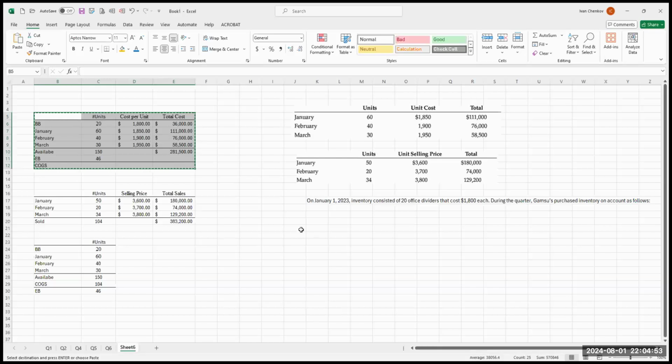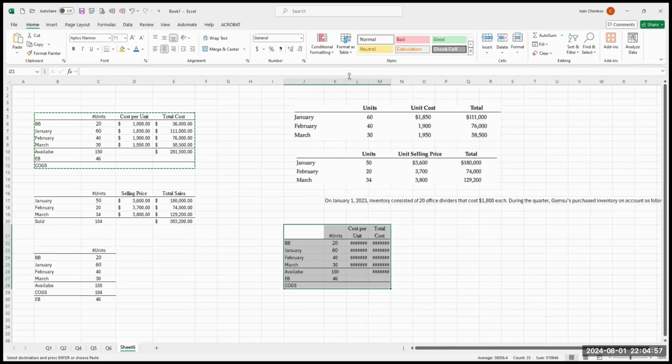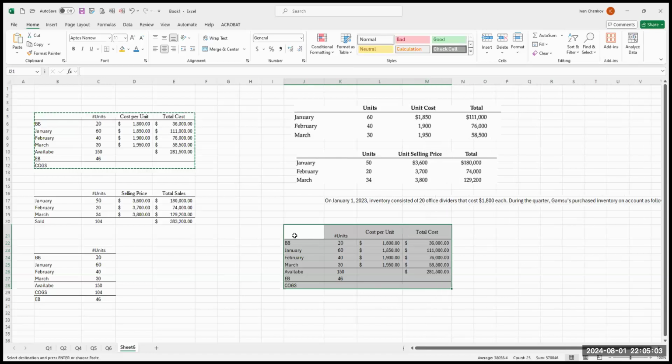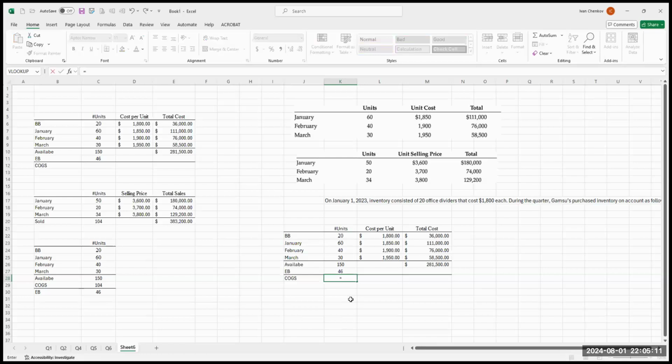I'm going to copy this, I'm going to paste it here, and I'm going to start working only and only with this calculation here, because now I know my sales. My sales, I can use for preparation of the income statement, but at this point I need to know how many units I sold, which is exactly 104 units. We already established that.